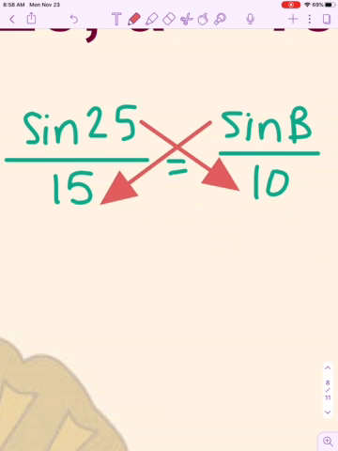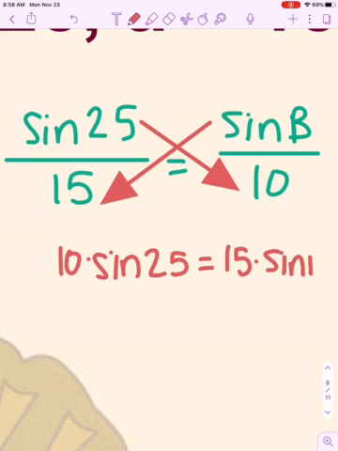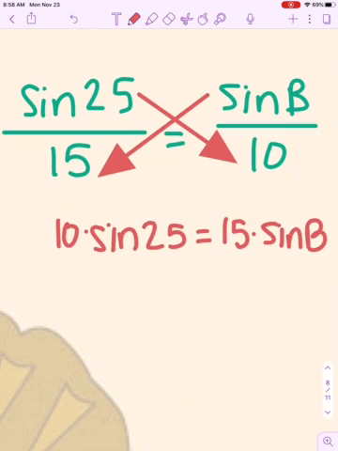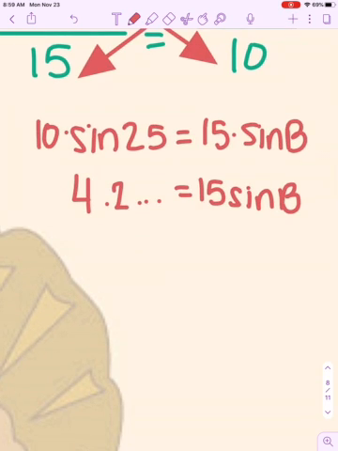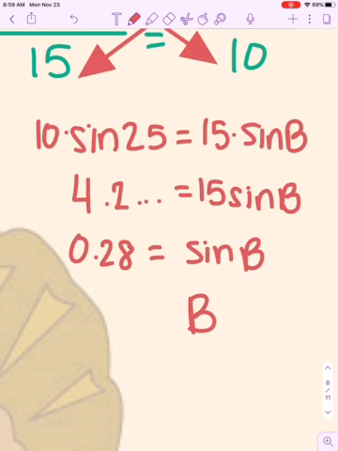So cross multiply. So we have 10 times the sine of 25 equals 15 times the sine of B. So 10 sine 25 is 4.2. Oh yeah, we already did that. 4.2 equals 15 sine B. So then divided by 15, you get 0.28 is equal to the sine of angle B.